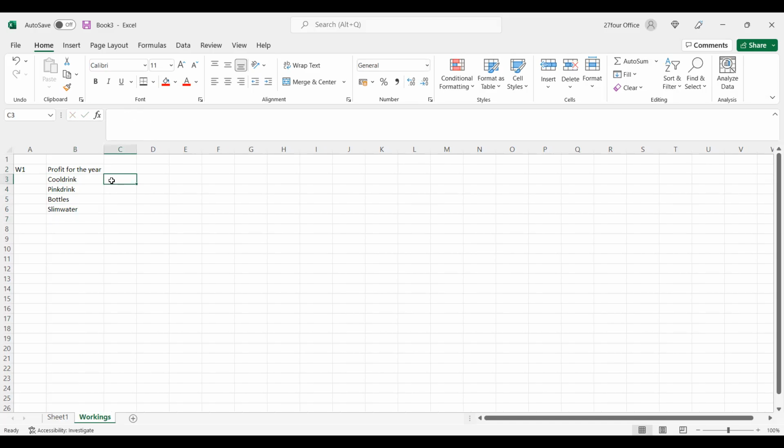Cooldrink is a parent, so 100% of the parent's profit is going to be in the consolidated P&L. Pink Drink is a subsidiary, so 100% will also appear. Bottles is also a subsidiary, so 100% is also going to appear. Slim Water is an associate, so only our share of the associate's profits will appear in profit for the year. Okay, so I know that is the split.